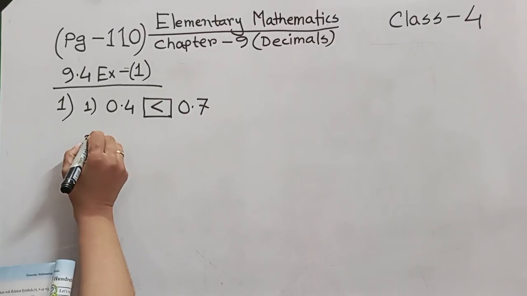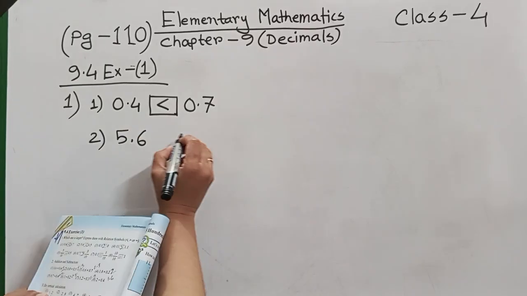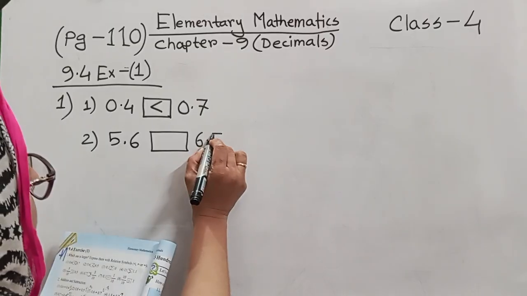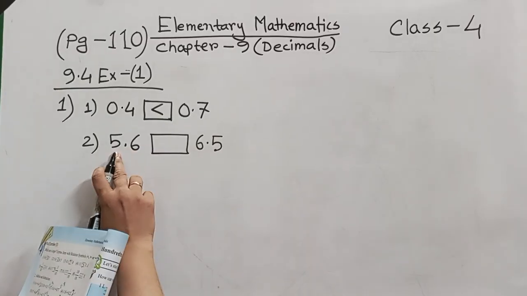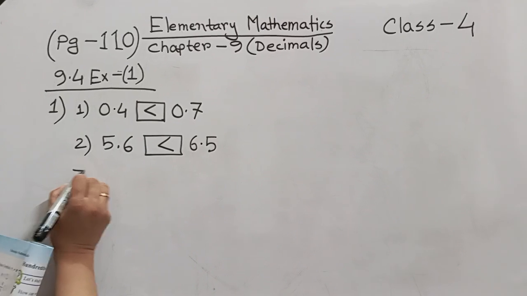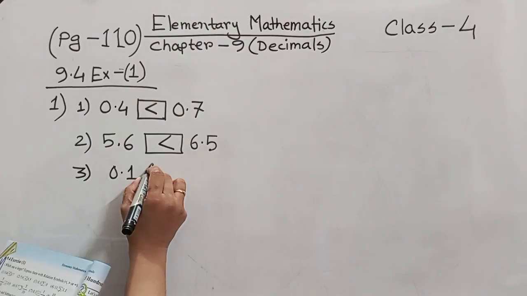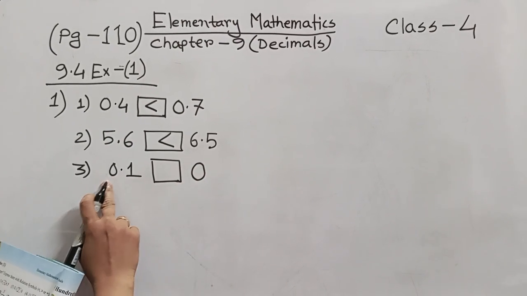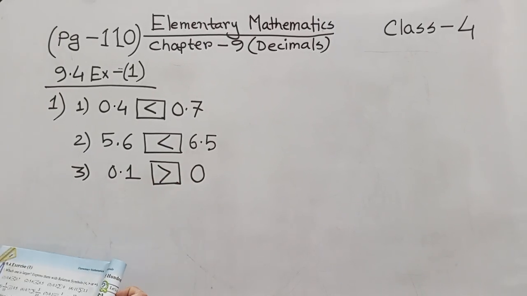The next one, 5.6 and blank space 6.5. So easily we can say that 6.5 is greater than 5.6. That's why it will be here. Then 0.1, blank space, 0. 0.1 is greater than 0. That's why the greater sign will be here.